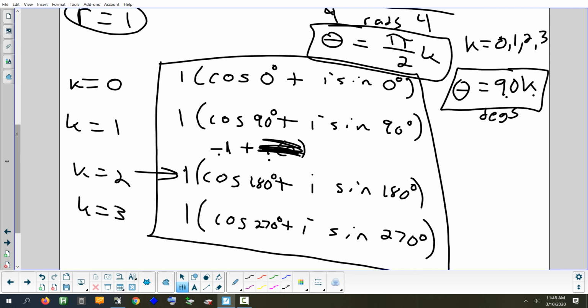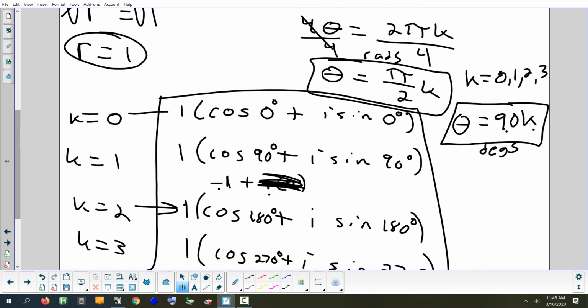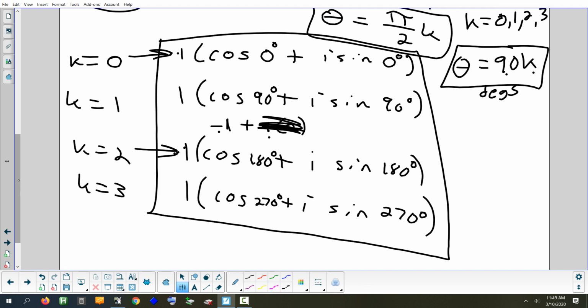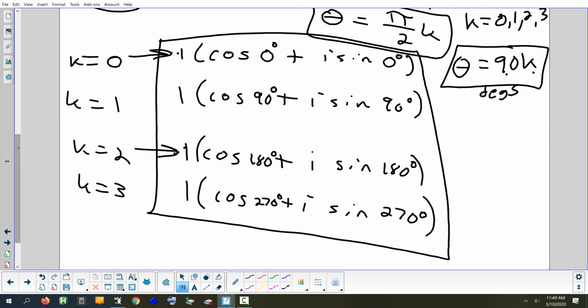The other answer you guys told me right away was 1. That top answer is 1, if you did it out. We're not doing it out. I'm just showing you that these two answers are the ones you guys told me right away. The other two answers, k equals 1 and k equals 3, those would be your imaginary answers. So that's basically the idea of how you do a root problem.